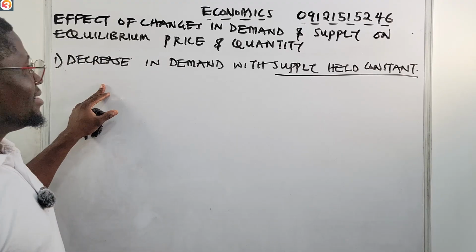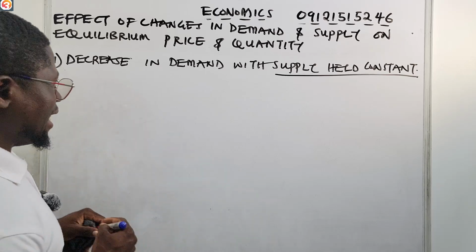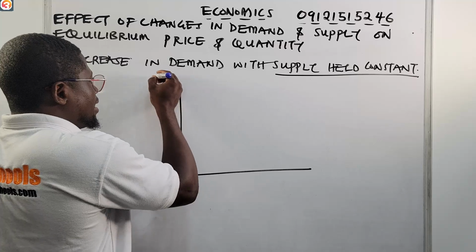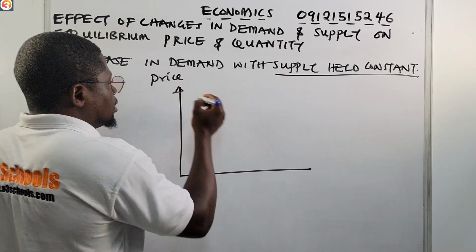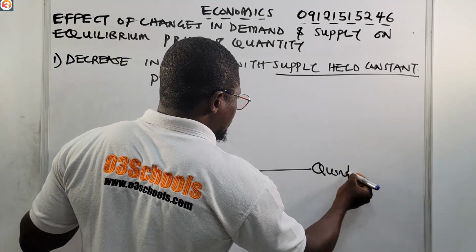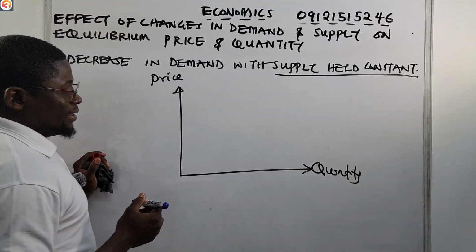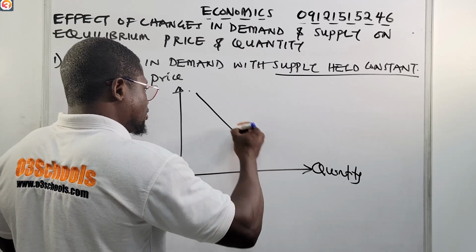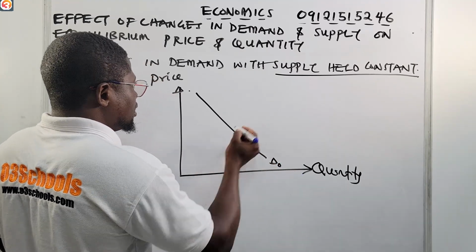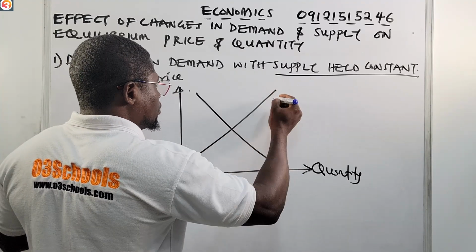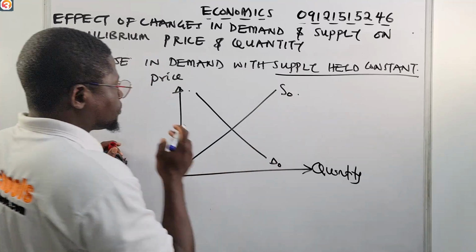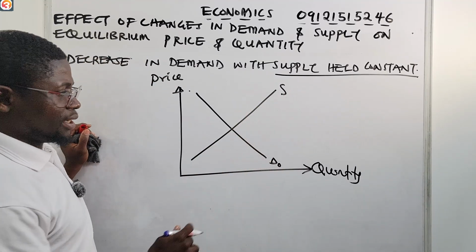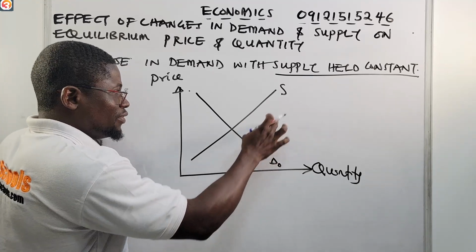So now let us go. Decrease in demand with supply held constant. Let us draw our graph again. This is our price axis. This is our quantity axis. In this second case, let's draw our demand and our supply curve. This is our demand curve, D naught. This is our supply curve. Since supply is held constant, no need for S naught.